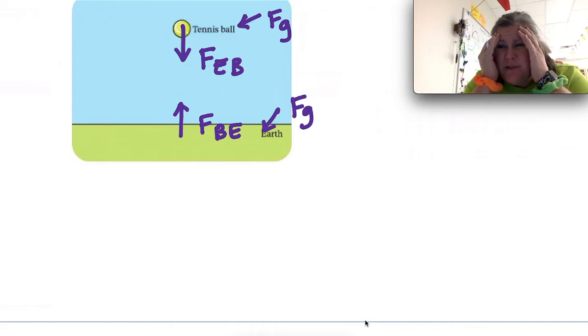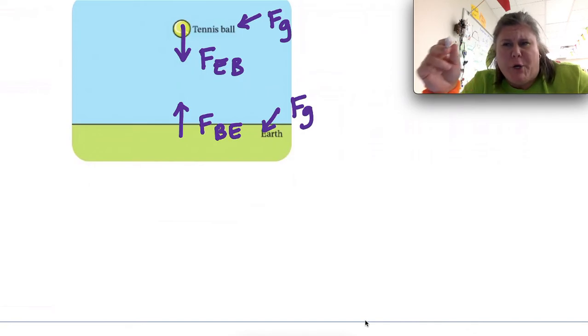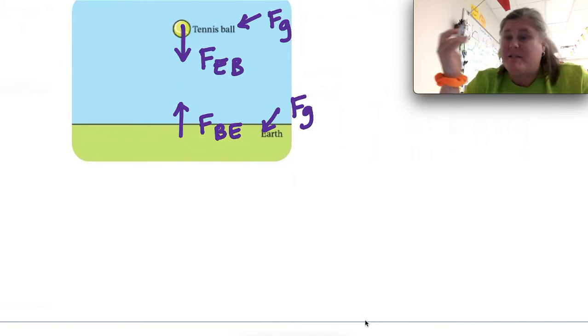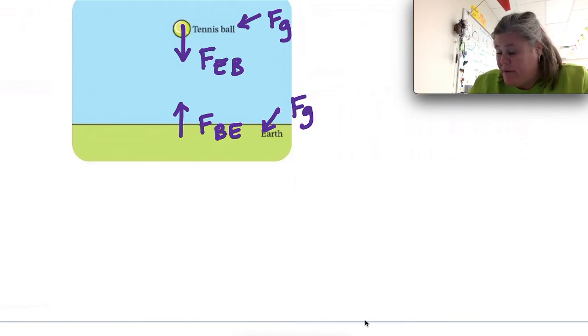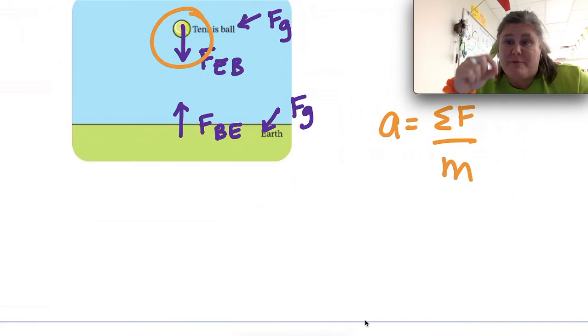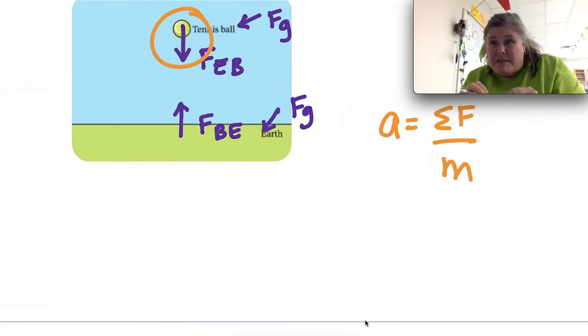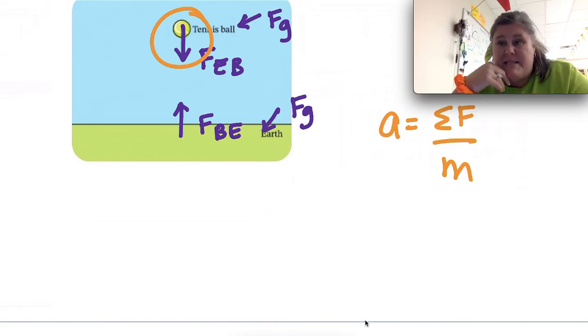Now, this is hard for students to wrap their heads around. The Earth is pulling down on the ball. The ball is pulling up on the Earth. Those forces are equal and opposite. But why do they have different accelerations? Again, you have to remember the acceleration is the net force divided by the mass. So the ball is going to have a bigger acceleration because it has less mass. Even though the force on the ball and the force on the Earth are equal, the Earth is going to have a smaller acceleration because it has more mass.